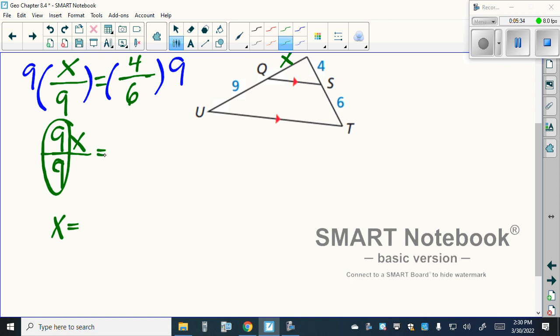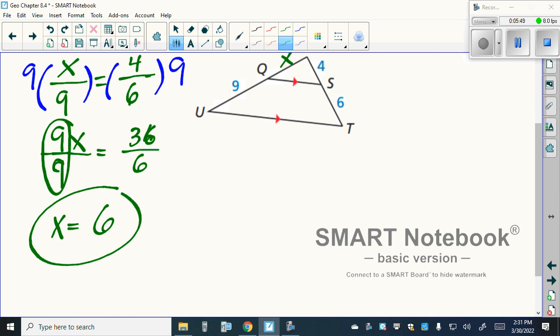Now, on the other side, we can do the multiplication just like we did and say 9 times 4, which is 36, and that is going to be divided by 6. 36 divided by 6 is 6. So the value of x is 6.